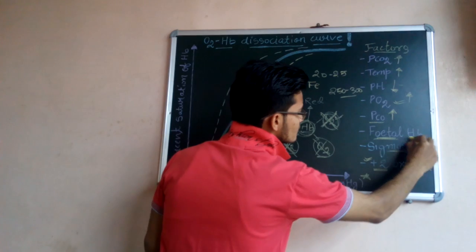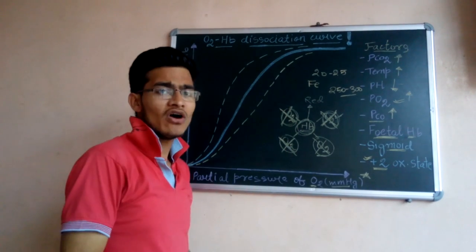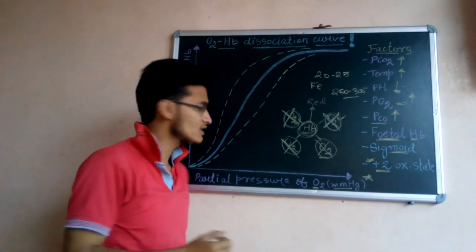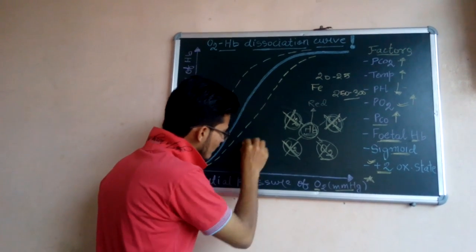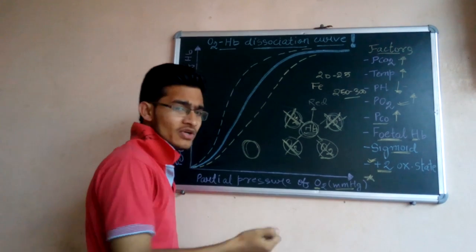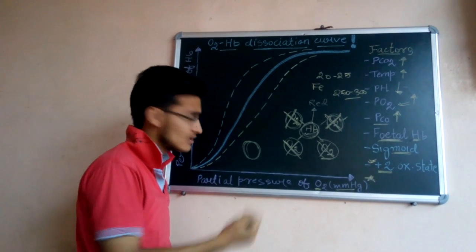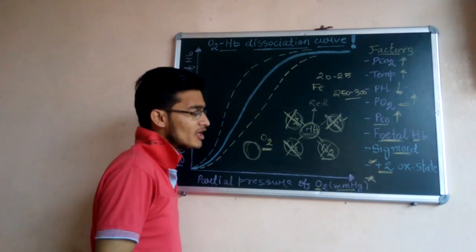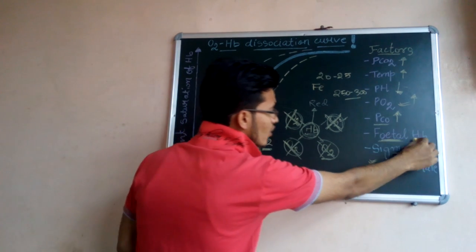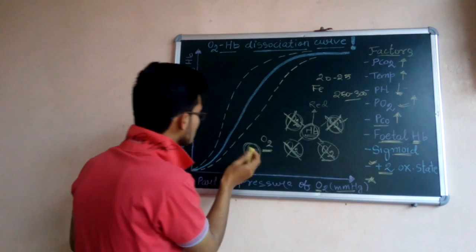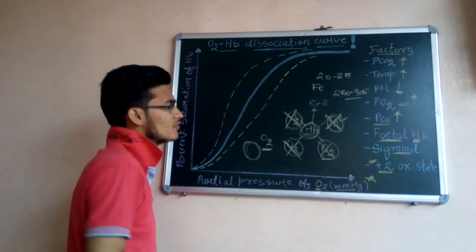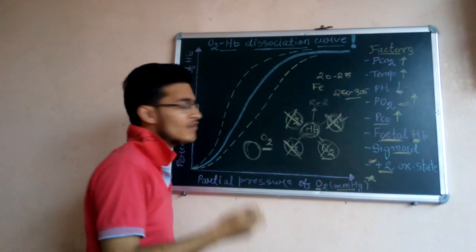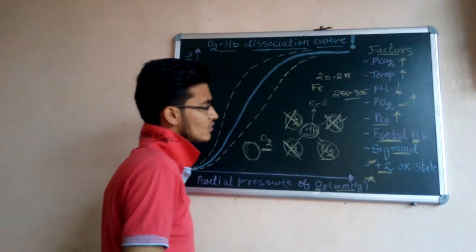Fetal hemoglobin. The oxygen carrying capacity of fetal hemoglobin is more than our normal hemoglobin, because when oxygen is circulated via blood, it is more important to reach the fetal blood. So the fetus has much more interaction with oxygen than normal hemoglobin. So when we talk about fetal hemoglobin, the oxygen dissociation curve will bend towards the left side, because more oxygen is getting bound to the Hb molecule, or more affinity is shown by oxygen to bind to the Hb molecule.